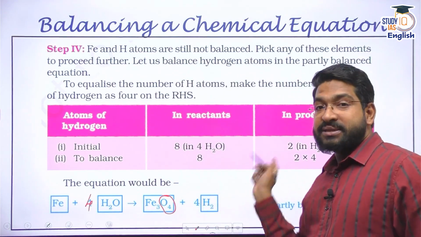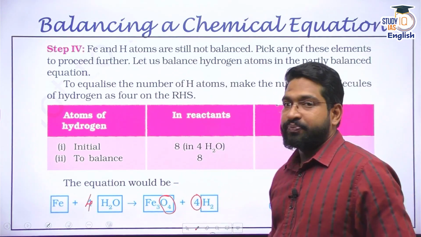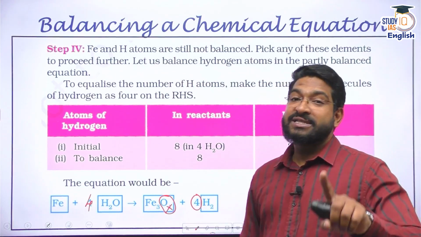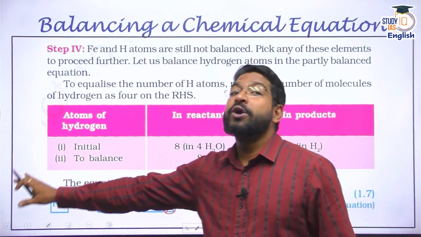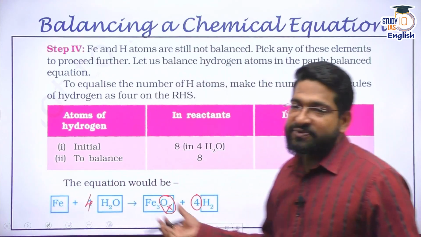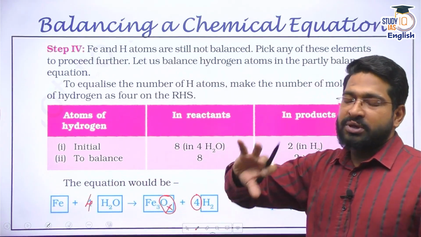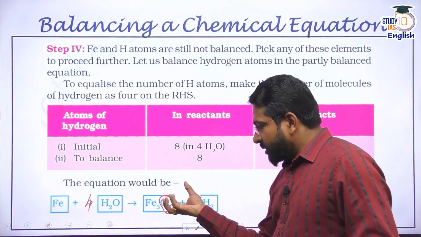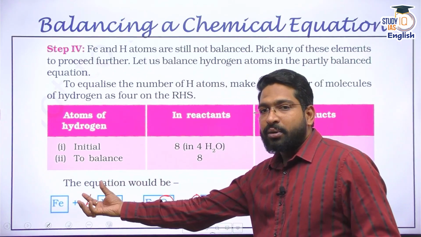Now to balance the hydrogen, I add 4 here also. Please remember, I do not change this subscript. Never change the subscript. Always change the coefficient. So the simplest way to do this is to ensure or find out odd and even on LHS and RHS.